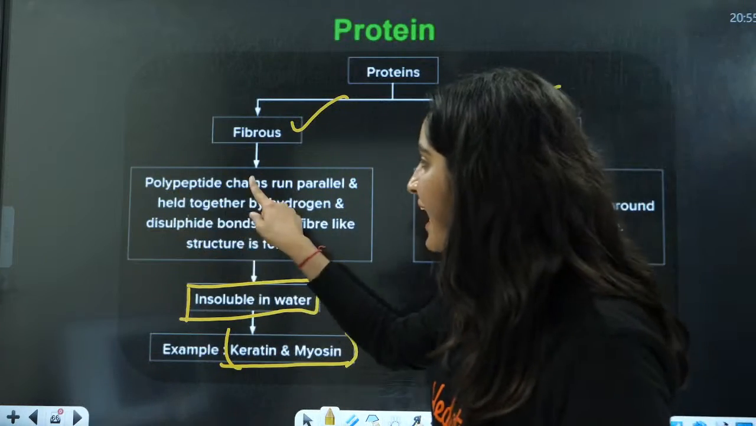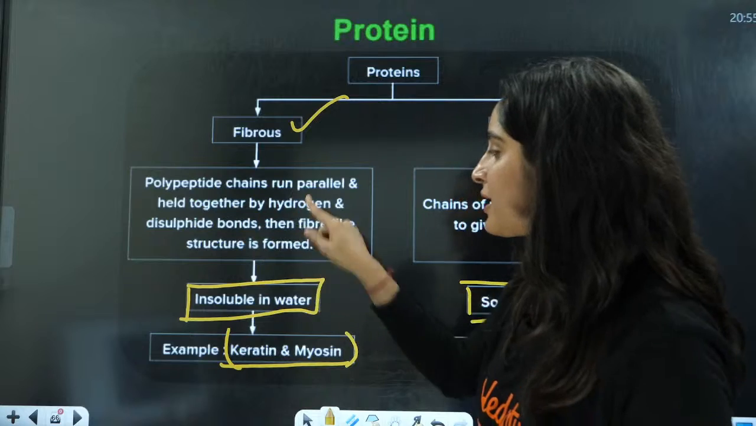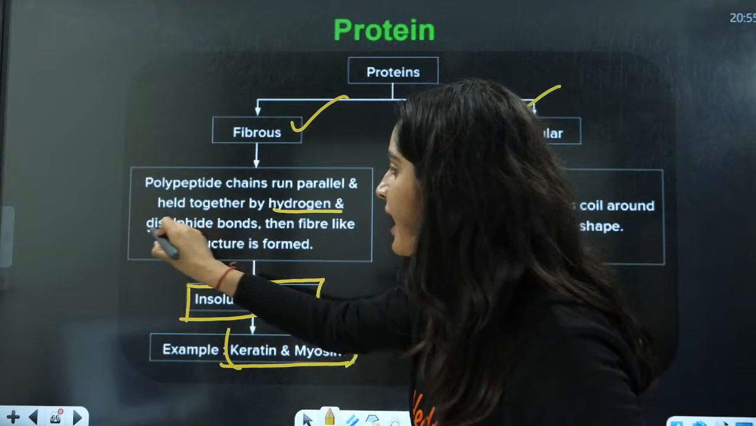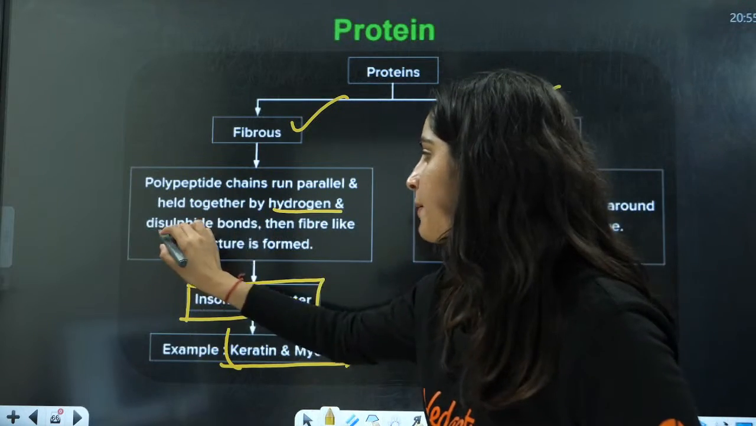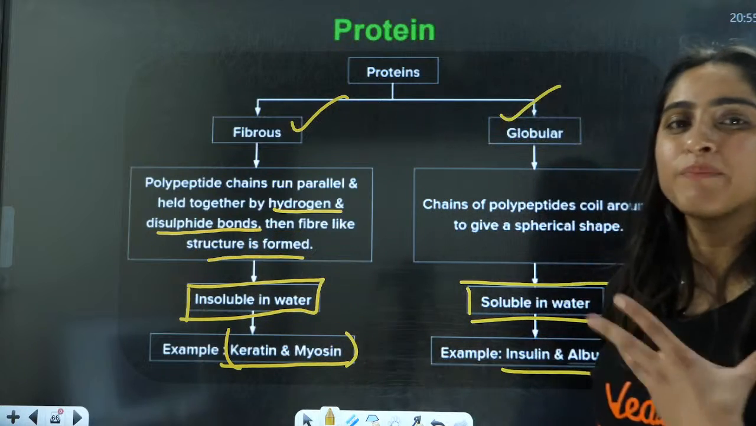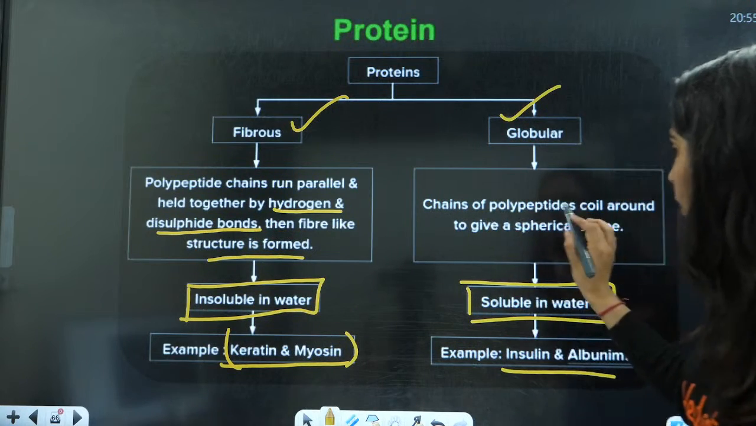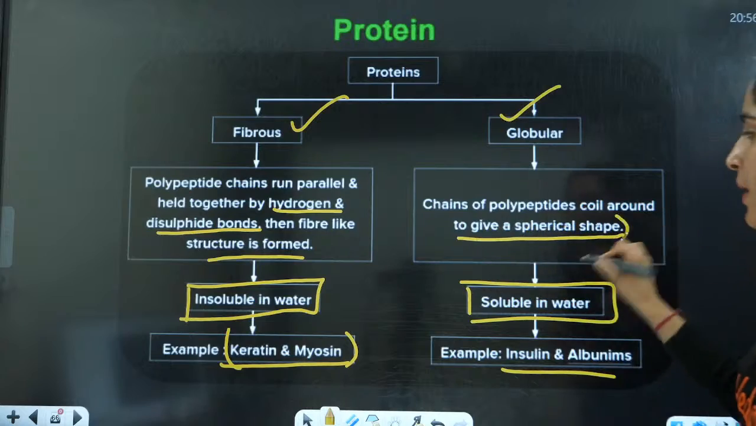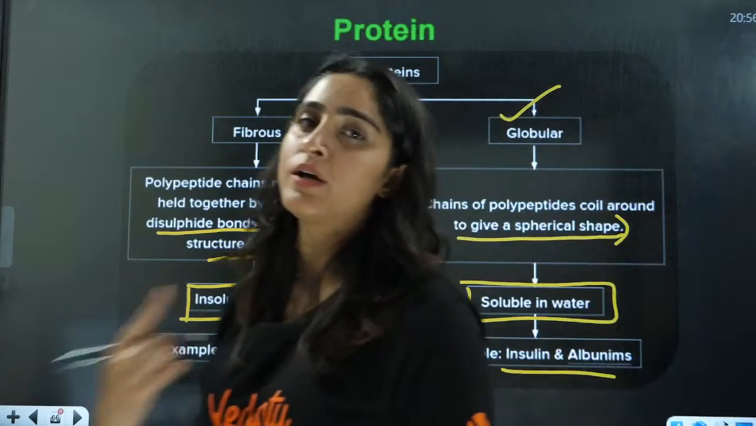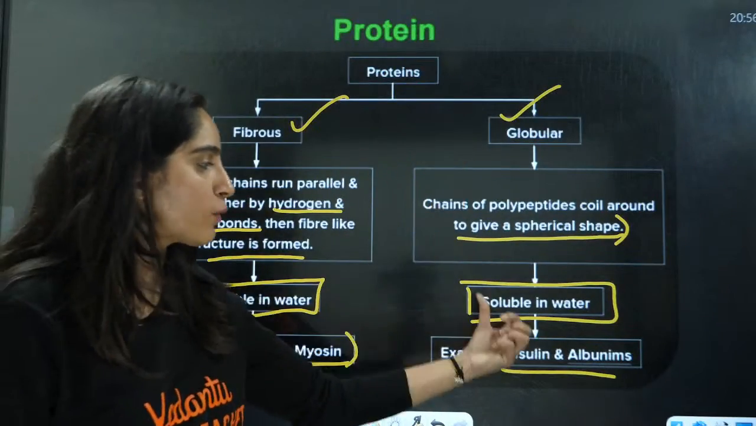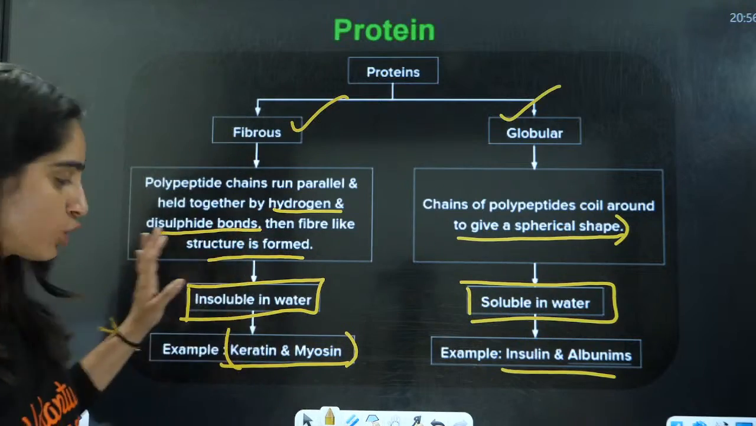Peptide chains held parallel and held together by hydrogen and disulfide bonds, then this fiber structure is formed. Chains of polypeptide coiled around to give a spherical shape are globular proteins. This is according to the shape, and according to function, this one is soluble, this one is insoluble.